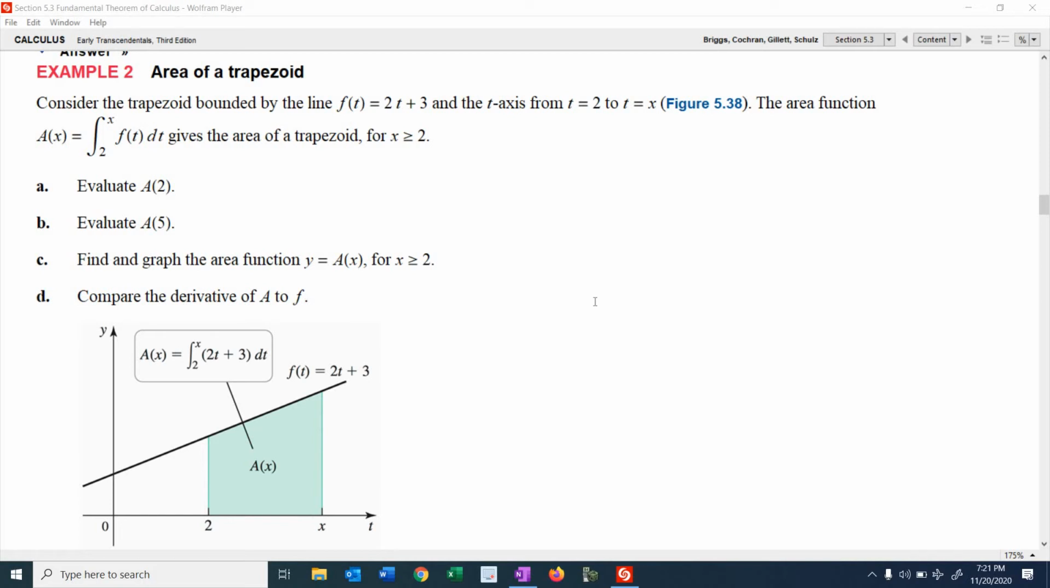Hello again. In this video, we're going to go over an example where we use the net area function. Okay, so let's look at example 2. It says, consider the trapezoid bounded by the line f of t is equal to 2t plus 3 and the t-axis from t is equal to 2 to t is equal to x.